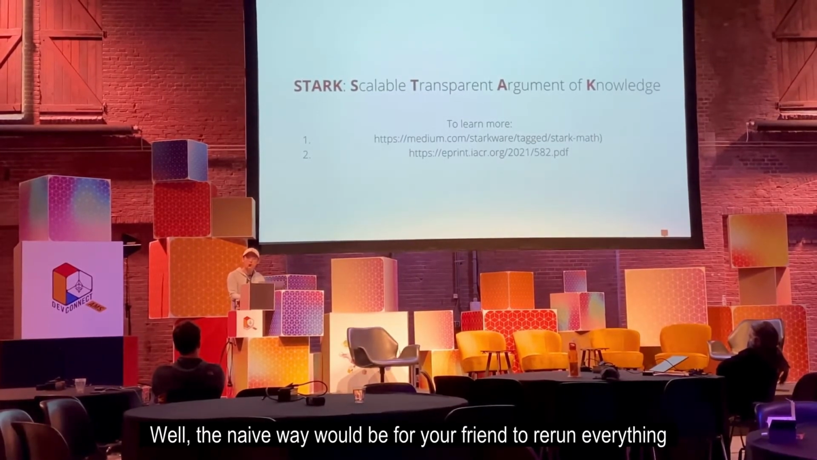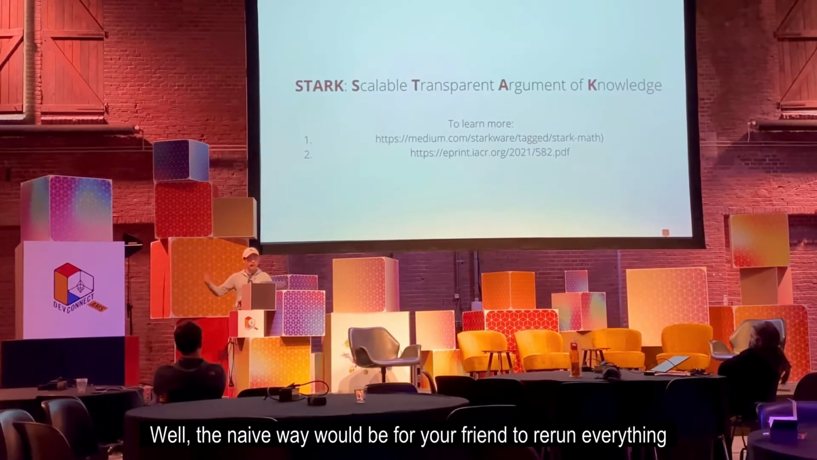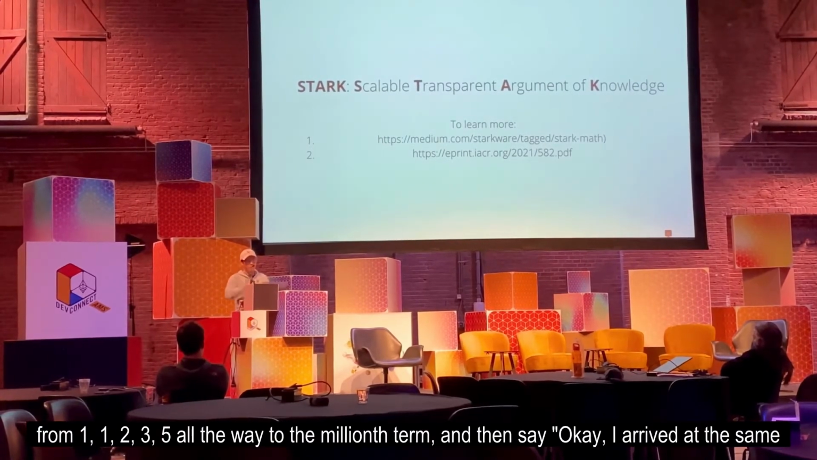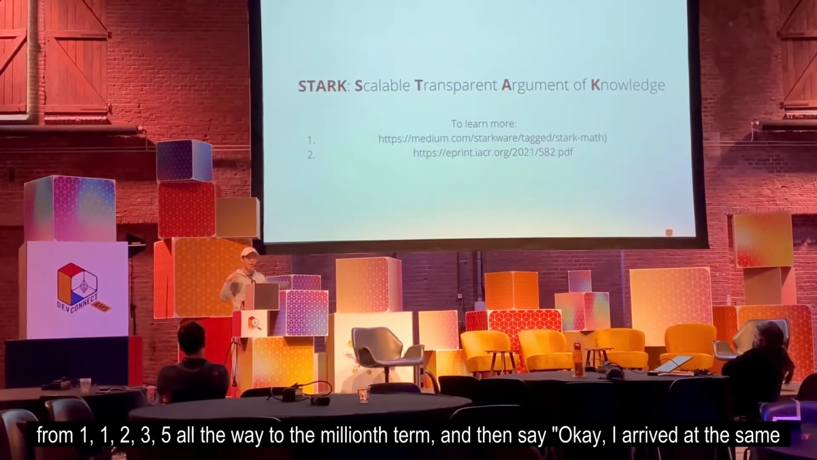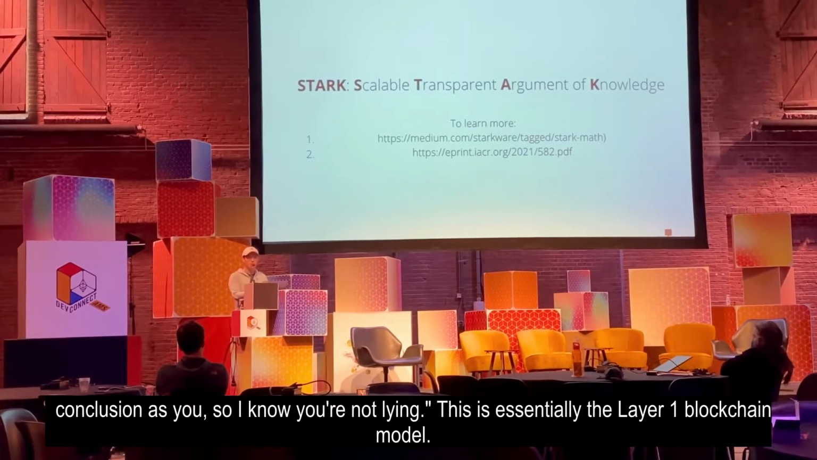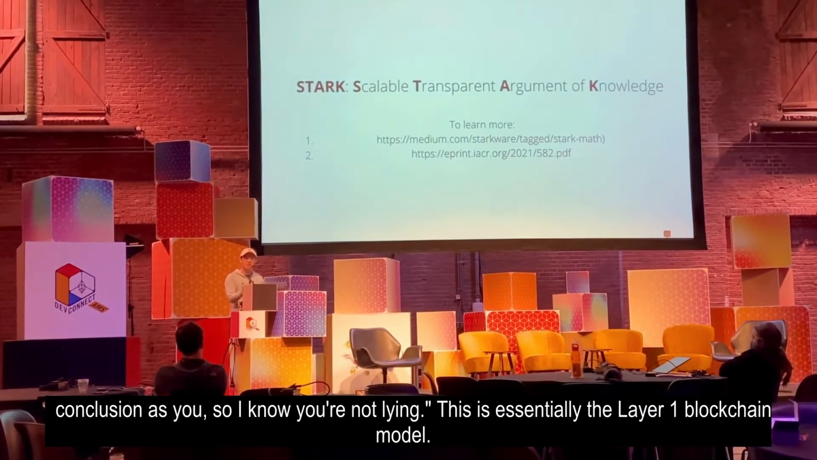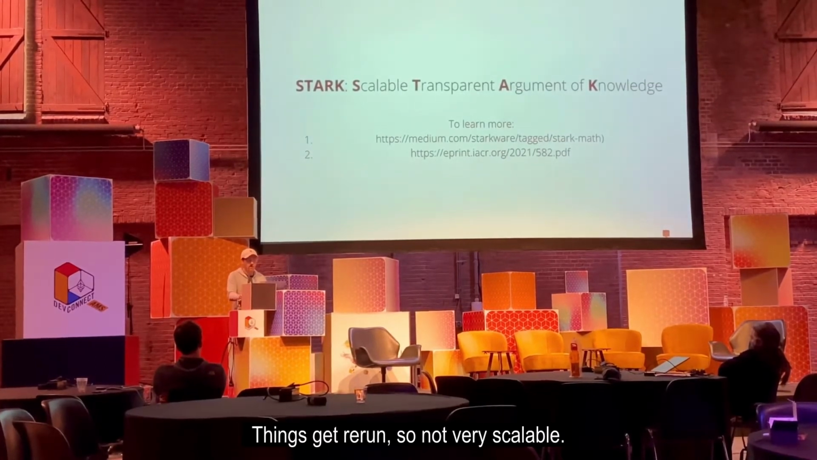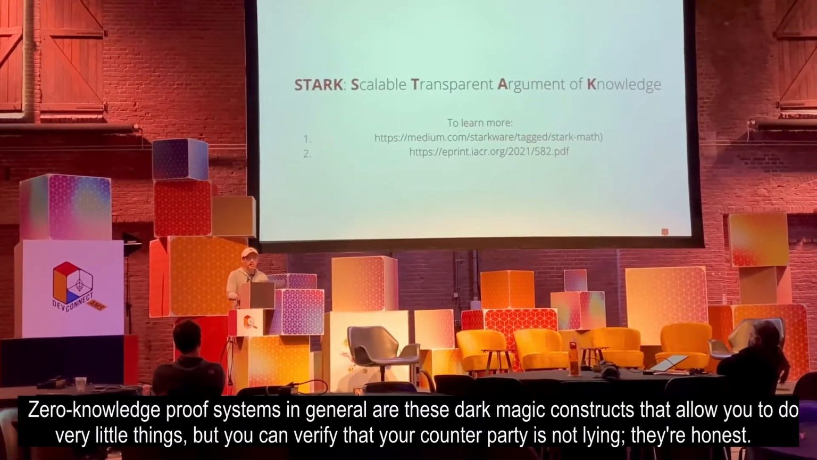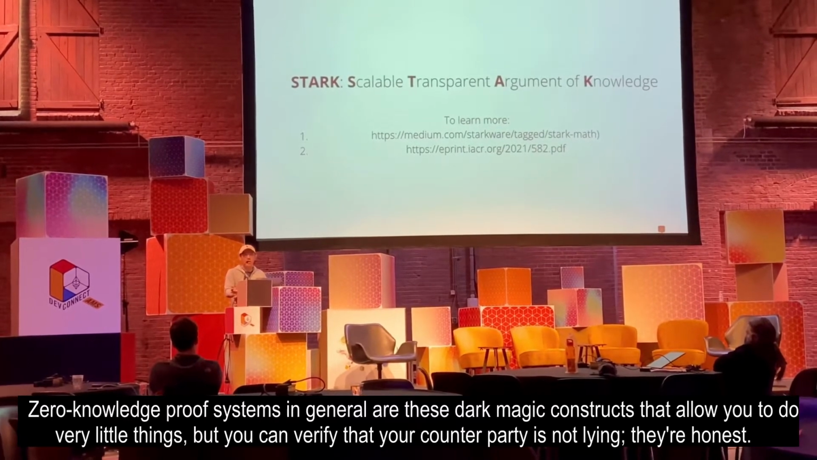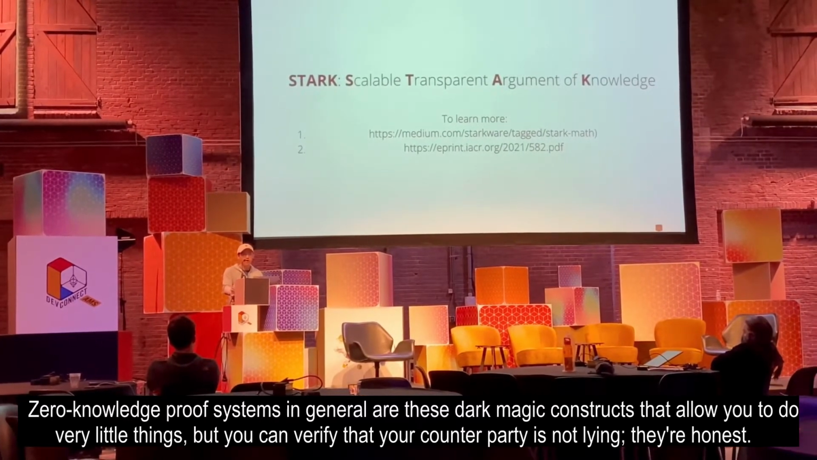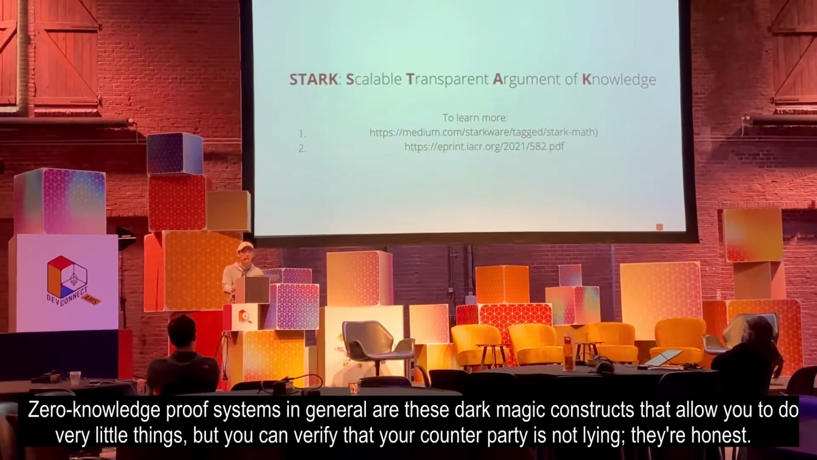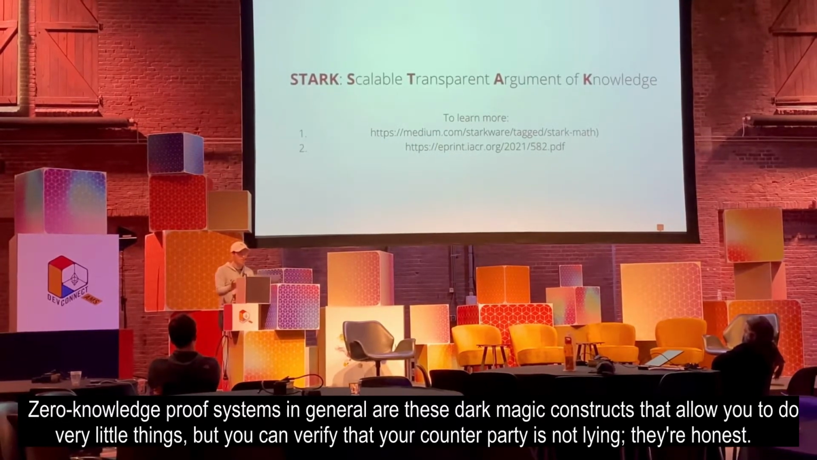Well, the naive way would be for your friend to rerun everything from 1, 1, 2, 3, 5 all the way to the millionth term, and then say, okay, I arrived at the same conclusion as yours, so I know you're not lying. This is essentially the layer 1 blockchain model. Things get rerun, so not very scalable. Zero-knowledge proof systems in general are these dark magic constructs that allow you to do very little, but you can verify that your counterparty is not lying, they're honest.